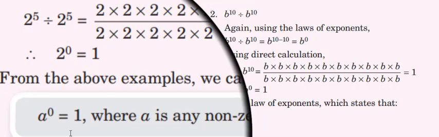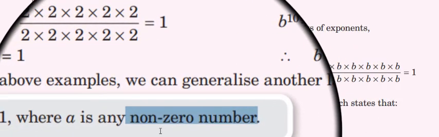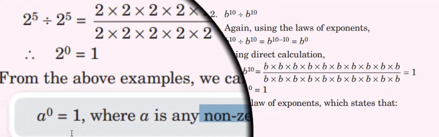From the above we can conclude that a raised to the power of 0 will be equal to 1, where a is a non-zero number. That's a very important point. A should be a non-zero number. So write it down in your copy also. The next point, that is a raised to the power of 0 equals to 1, which is another law.